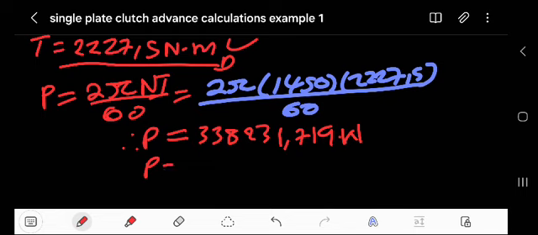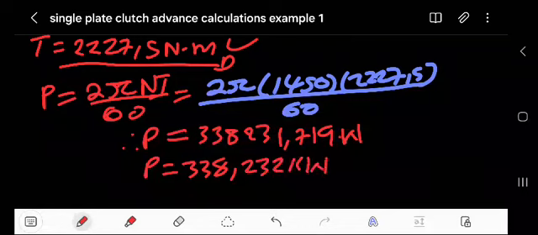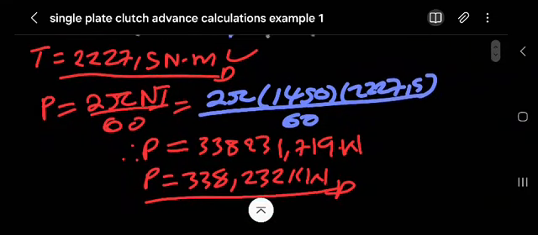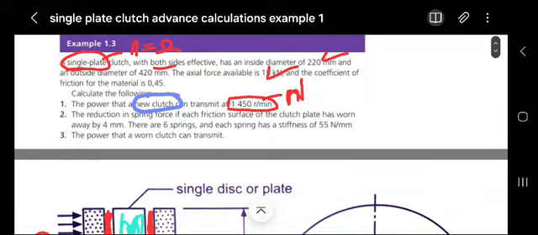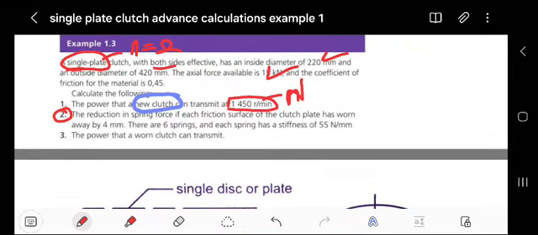Then I can divide this by 1000, and I get 338.232, which is now in kilowatts. That is the power. We are done with the power. So number 2 says: calculate the reduction spring force if each surface of the clutch plate has one.